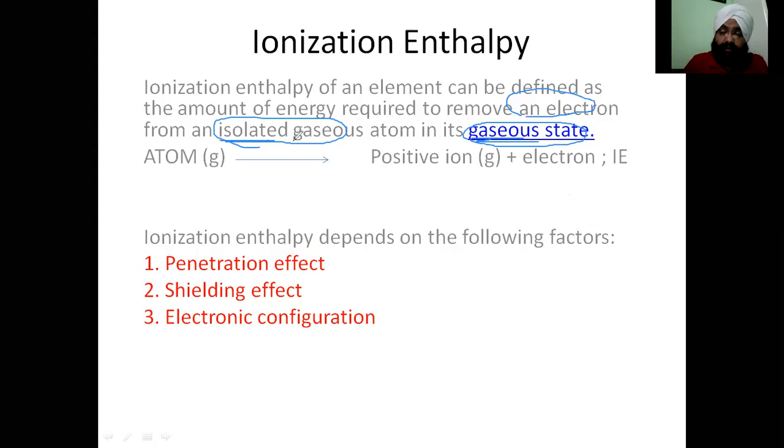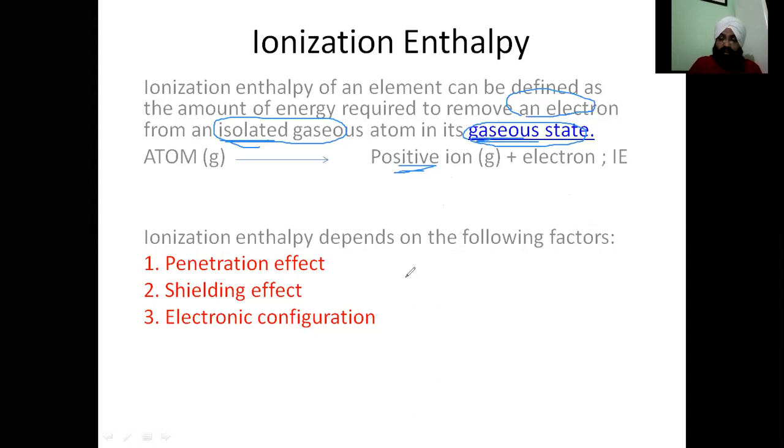Isolated means it is free from any kind of attraction or repulsion. In the gaseous state, it can readily release an electron, so only the energy required to remove just one electron. It will give a monovalent positive ion. So this is first ionization enthalpy. Removal of the first electron gives first ionization.